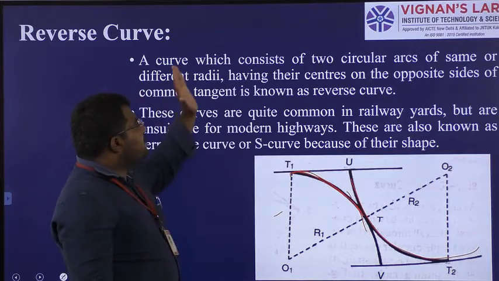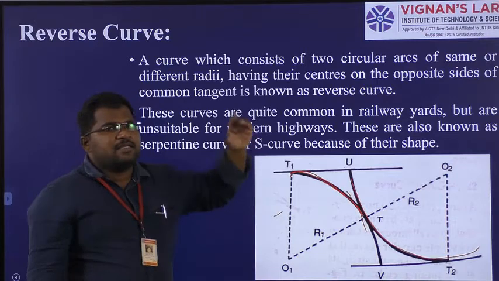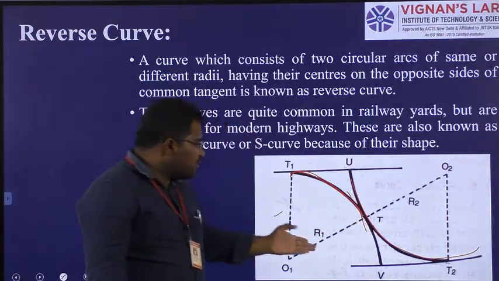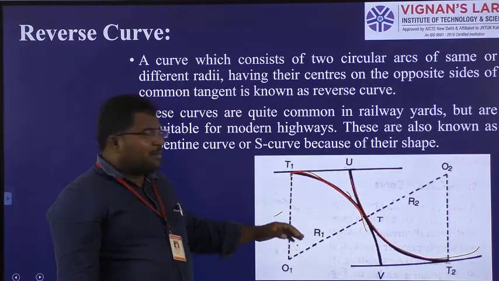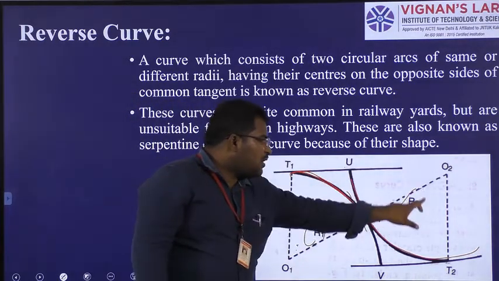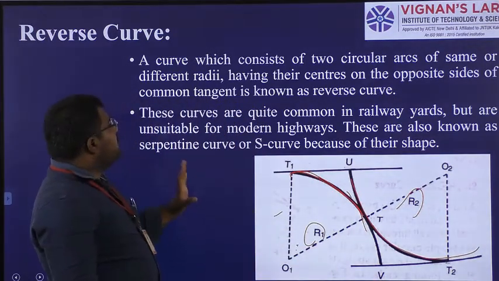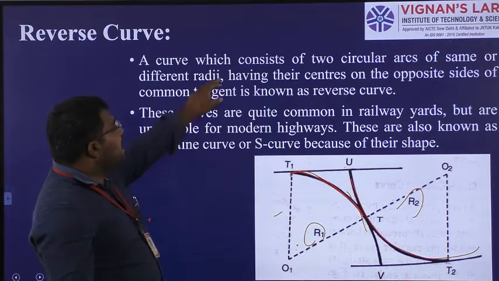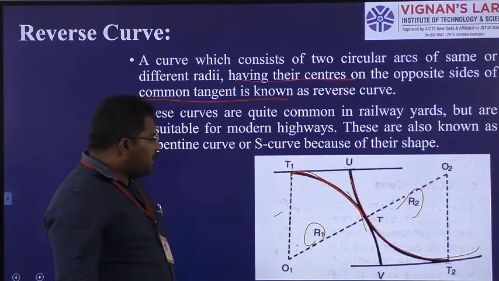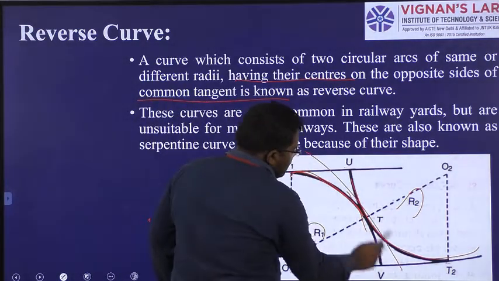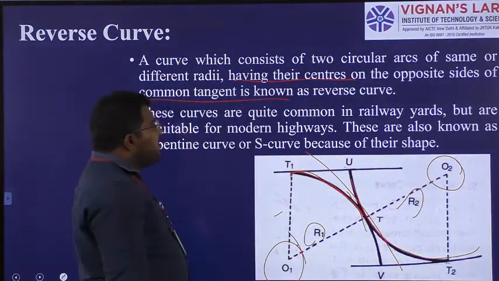A reverse curve consists of two circular arcs of the same or different radii. You can see here, this R1 equals R; both sides we can say R1, R1. Sometimes this side is R1 and this side is R2. Different radii or the same radius can be there, but the centers are on opposite sides of the common tangent. If you have a common tangent like this, one center is on that side and the other curve's center is on the other side.